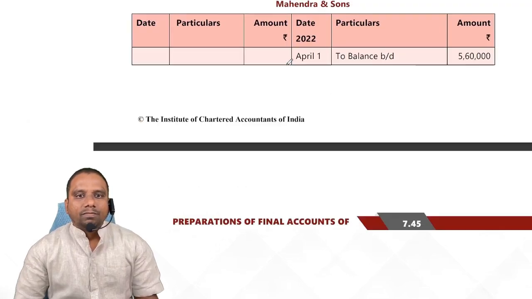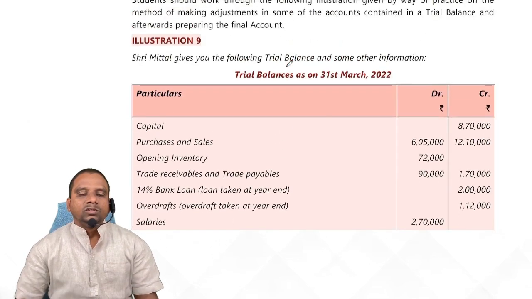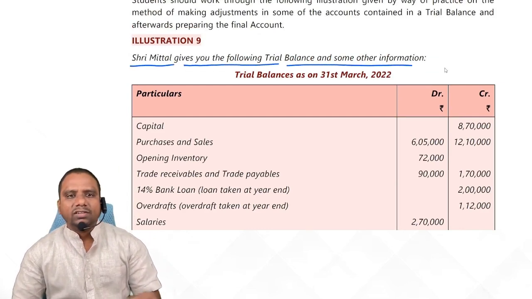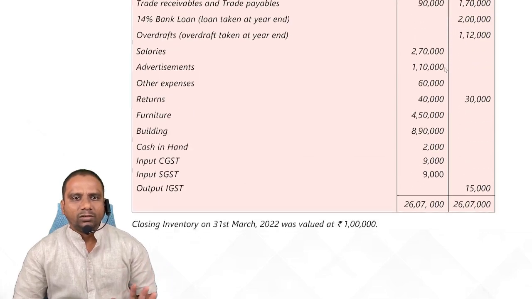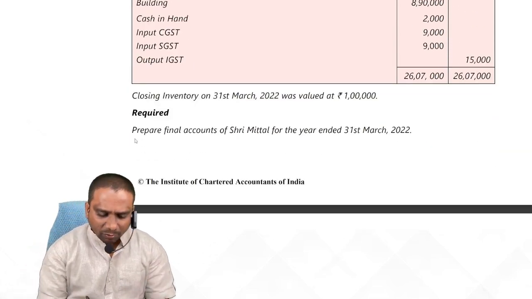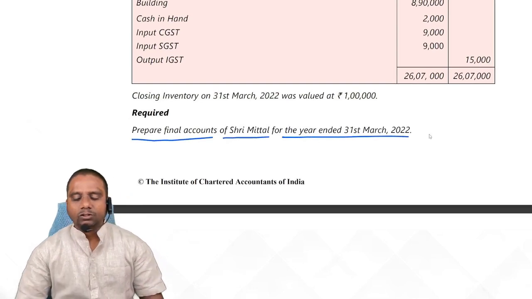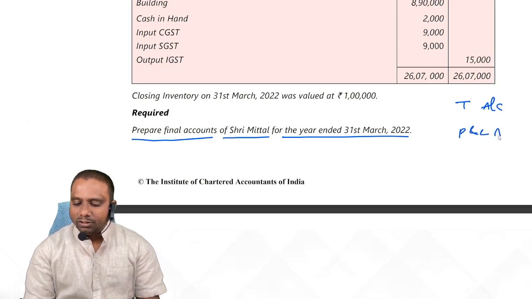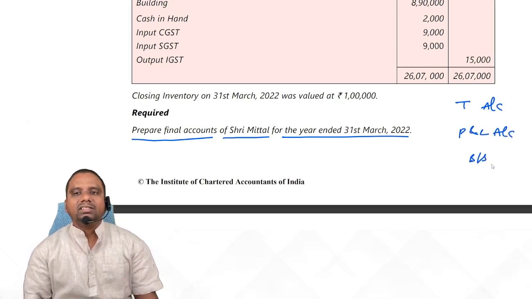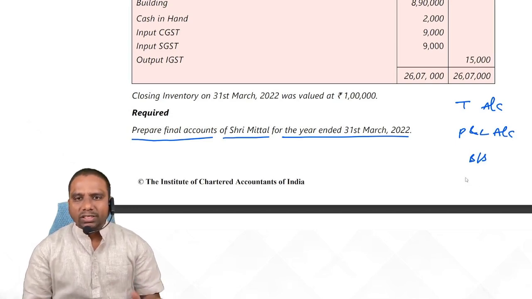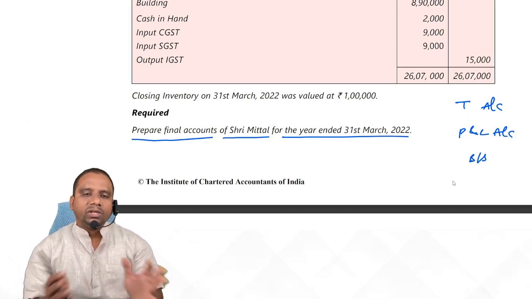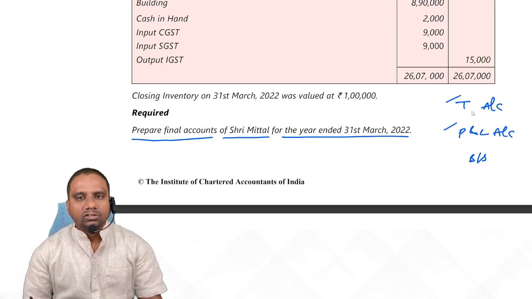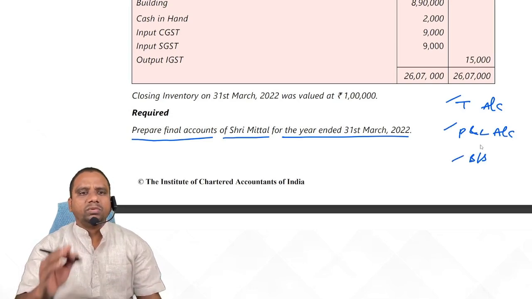Okay, next one. Look at illustration 9. Mittal gives you the following trial balance and some other information. First look at the trial balance and the information. What is the requirement? Prepare final accounts of Sri Mittal for the year ended 31st March 2022. Final accounts means trading account, profit and loss account, balance sheet. Generally some students prepare the trading and P&L account combined, but it is always better to prepare the trading account, profit and loss account and balance sheet separately, students. So draw separate formats.